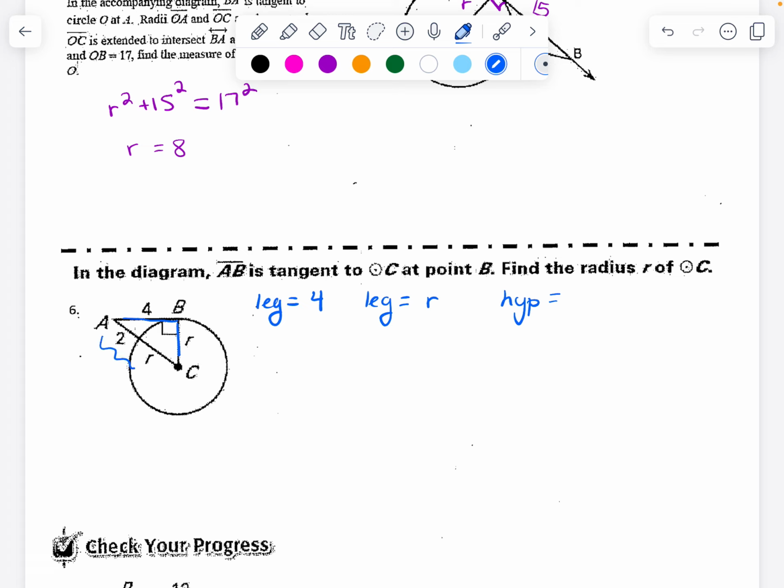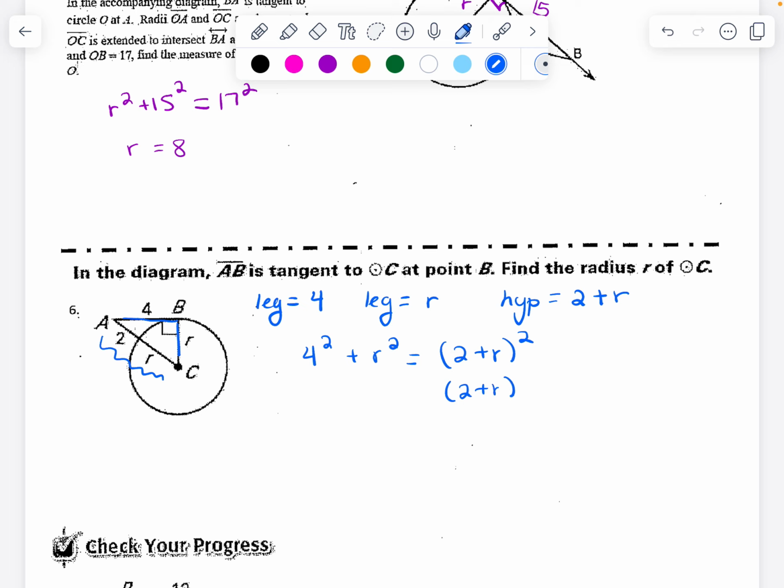But then what about this hypotenuse? How do we write that out as a side length? I'm going to write it out as 2 plus R. So I'm going to use 4 squared plus R squared is going to be all of 2 plus R quantity squared. And this is where your warm-up comes into play.